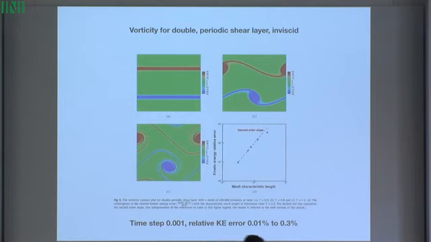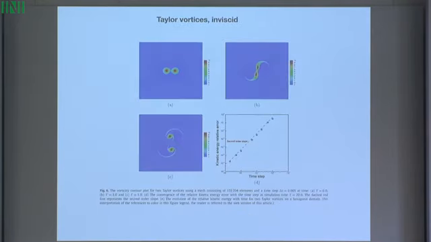So this is a periodic shear layer. This is inviscid, and the time step is written there. And this is computing the kinetic energy integral on the whole domain and measuring it with respect to the mesh length. The bottom figure is, I think, at time t equal to 1.2, time step of 0.001. This is Taylor vortices, and this is now studying what happens when you make time steps smaller and measure the relative error in the kinetic energy.